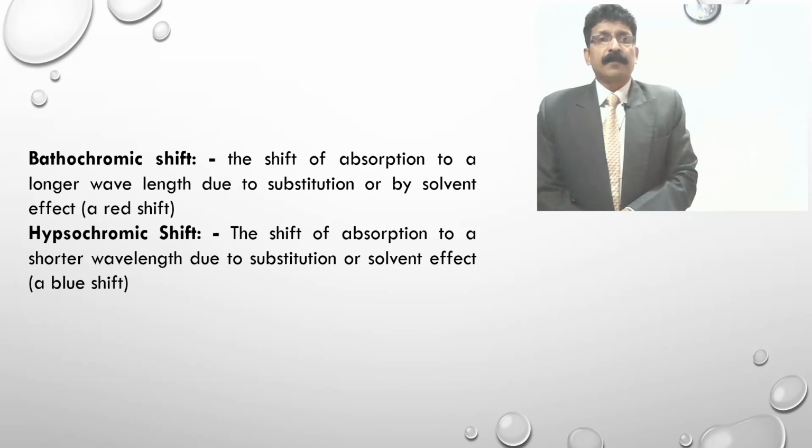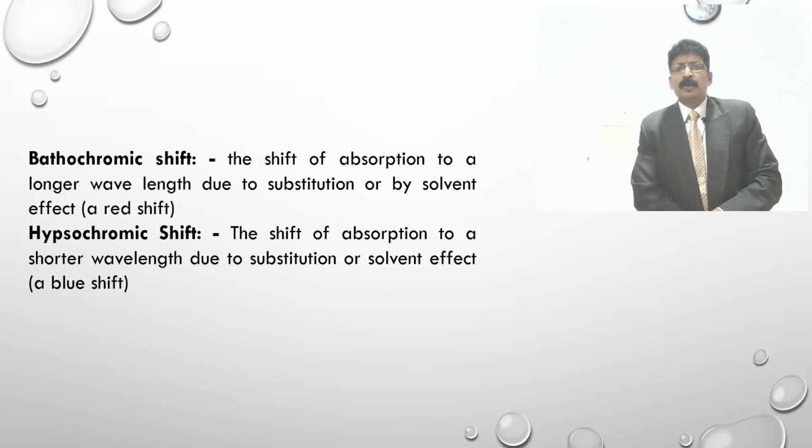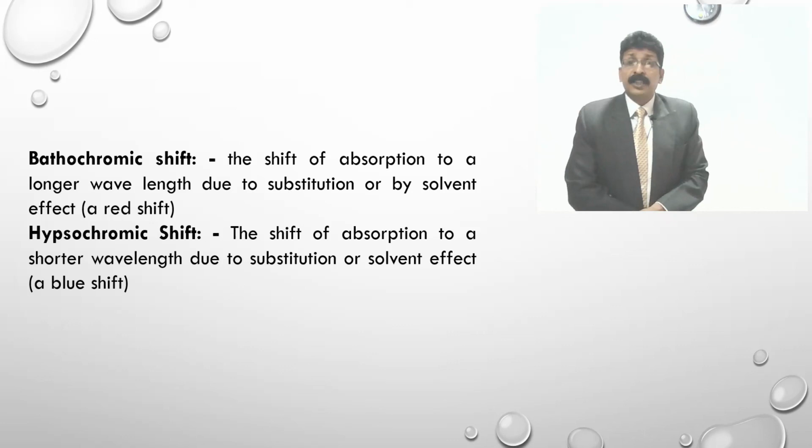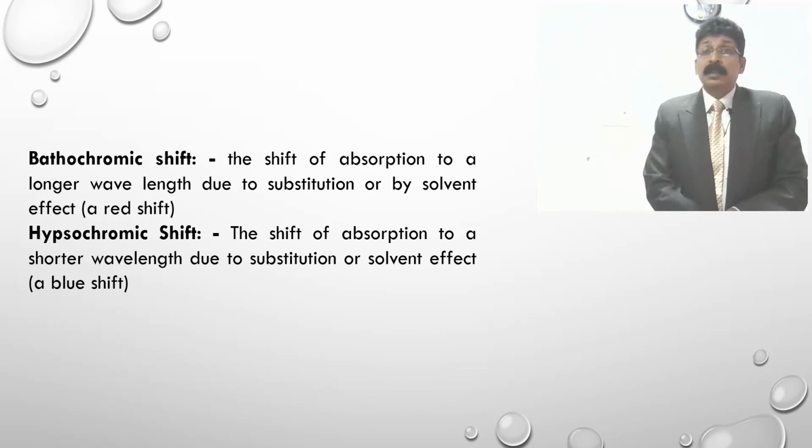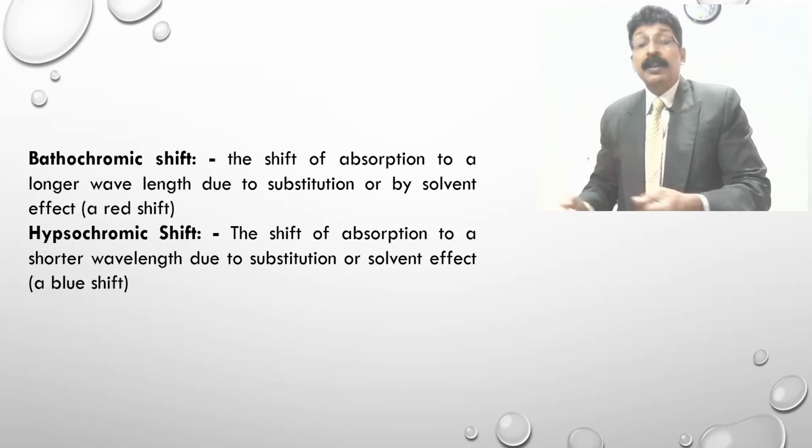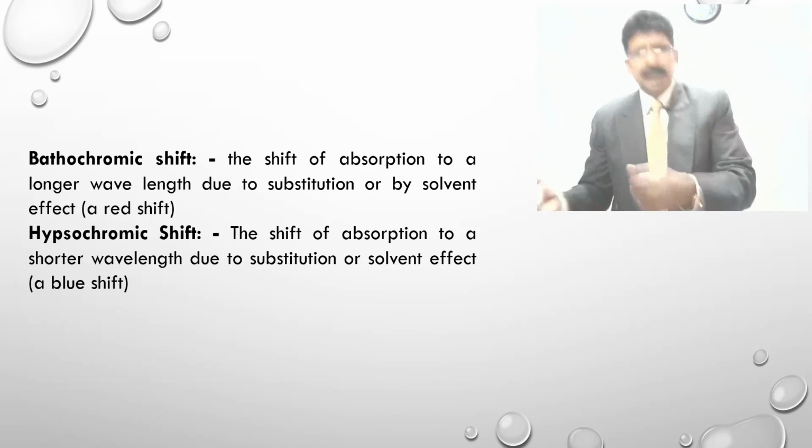Hypsochromic shift, you can say hypo. Hypsochromic shift is the shift of absorption to a shorter wavelength due to a substituent or a solvent effect. It is also possible that sometimes some solvent or substituent will pull down. Sometimes you have a double, single bond, pi bond structure. It is very rare to study, but still you have to see the negative also. So that is called blue shift or hypsochromic shift.